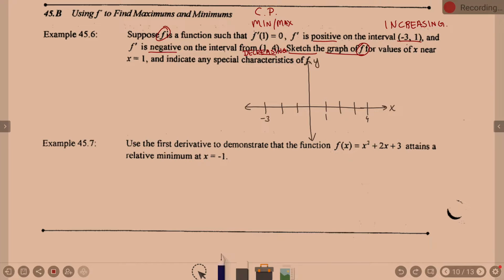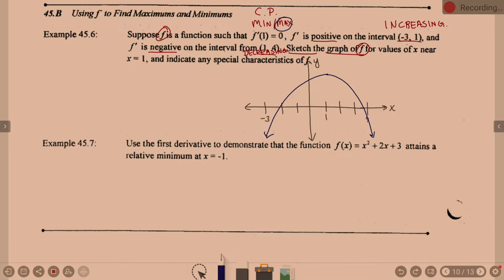A max, yes. We're going to end up with a max because from -3 to 1, we know the graph is at least increasing. At 1, it starts decreasing. We really don't know the graph past there, but we know enough to sketch basically a parabola, it looks like, right? We don't know information past there, so who knows what it does. Irrelevant to this problem. So we sketch the graph for values near x equals 1.